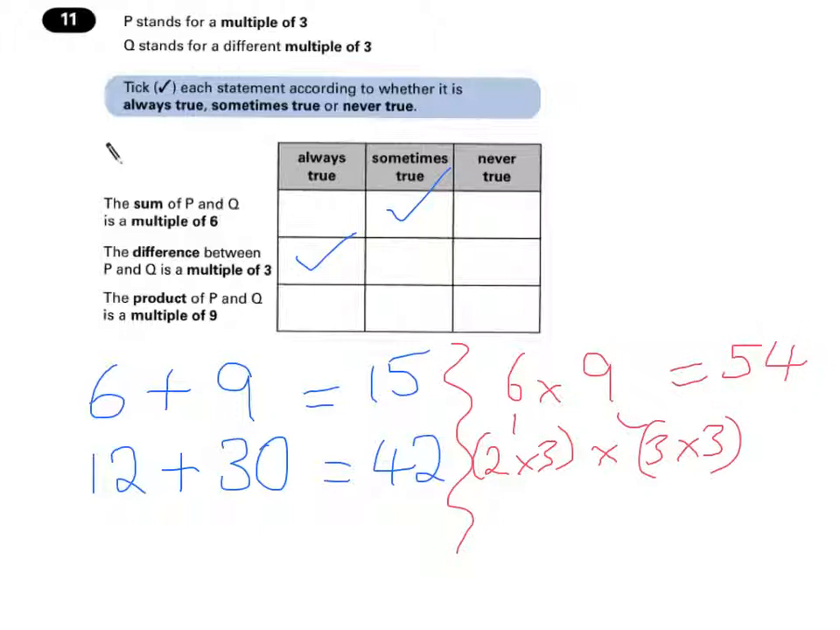And any multiples of 3, 6 here and 9, we could change it to different examples. We'd be able to write it out in the same way and see we'd always get a multiple of 9. So that's always true too.